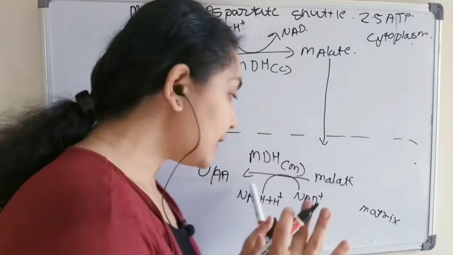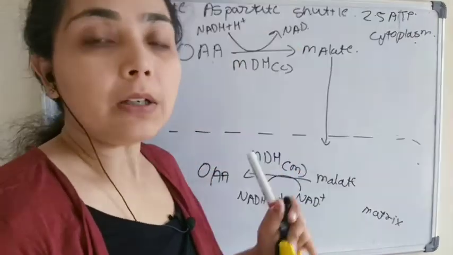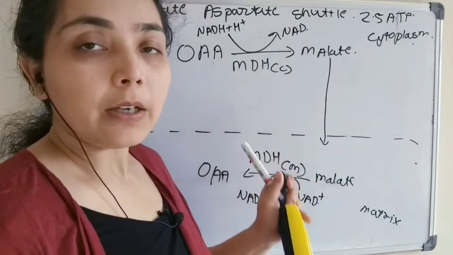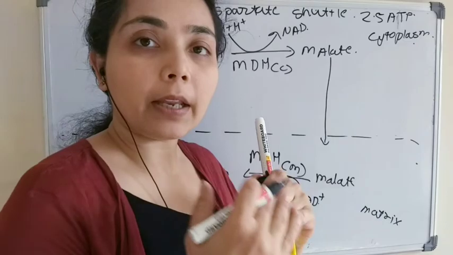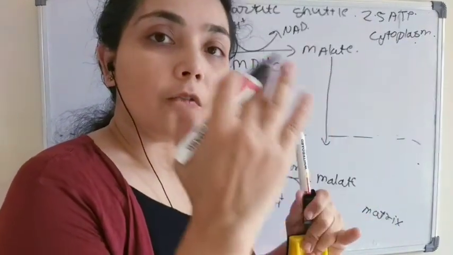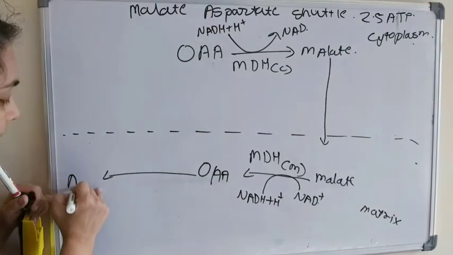But this oxaloacetic acid cannot come out from the mitochondrial matrix. In other words, we can say that it cannot cross the inner membrane of mitochondria. So for that it will convert to aspartate.